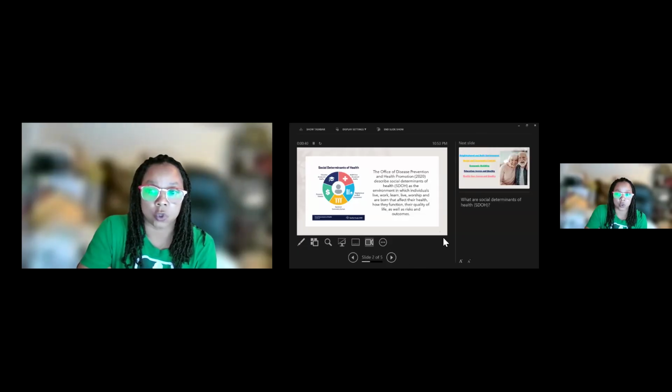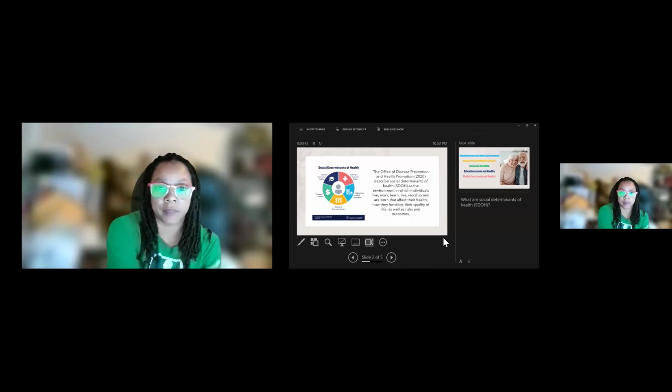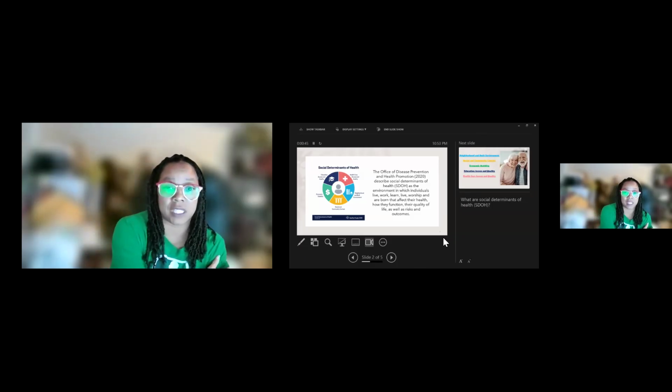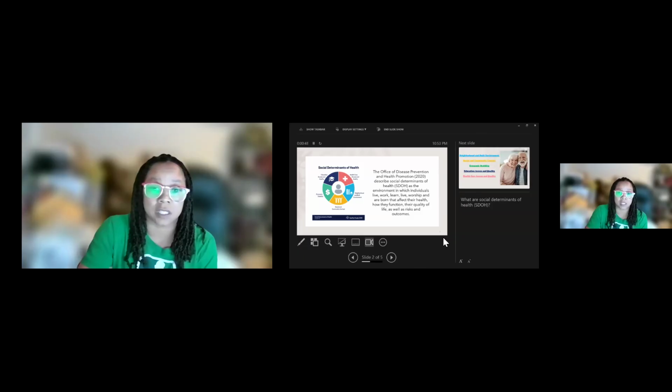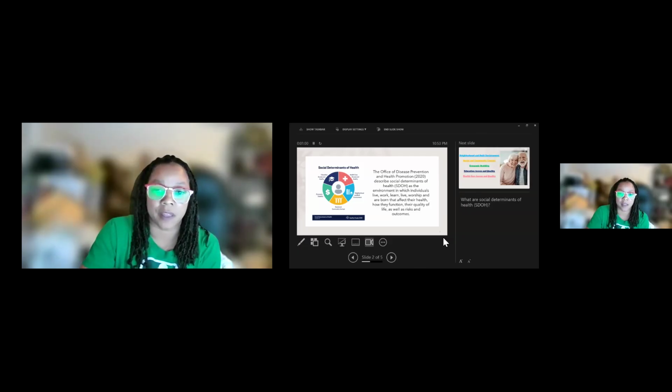What are social determinants of health? The Office of Disease Prevention and Health Promotion describes social determinants of health as the environment in which individuals live, work, learn, worship, and are born in that affect their health, how they function, their quality of life, as well as risk and outcomes.